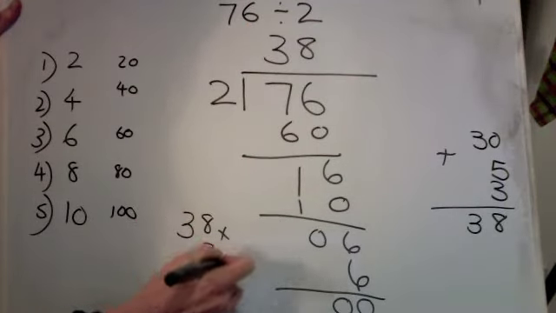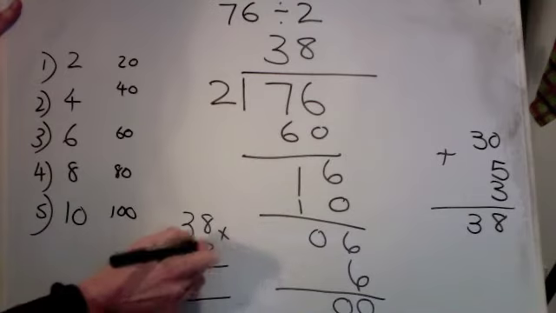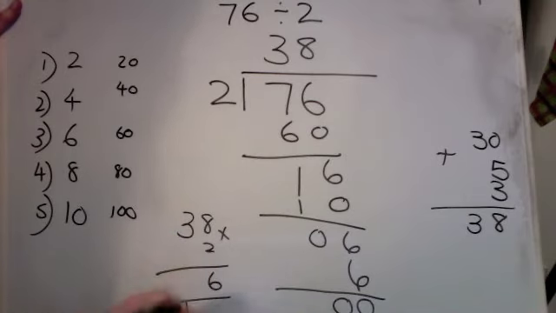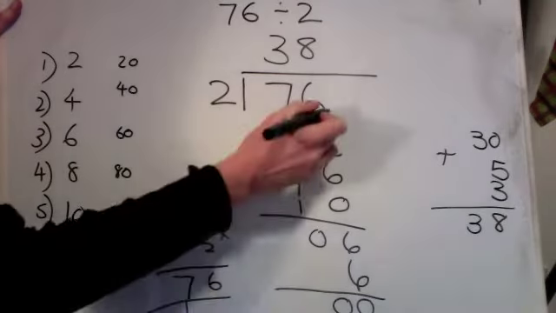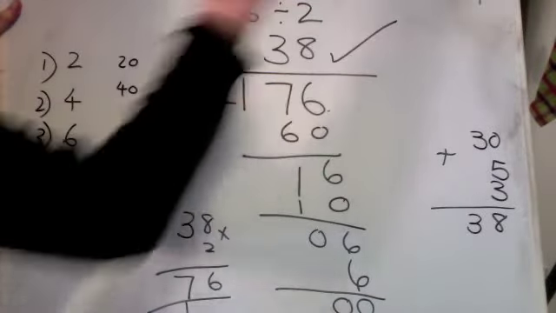38 times 2. 2 times 8 is 16. 2 times 3 is 6, add 1 is 7. 76, 76, 38 is correct.